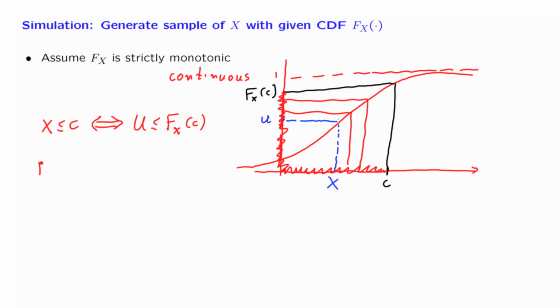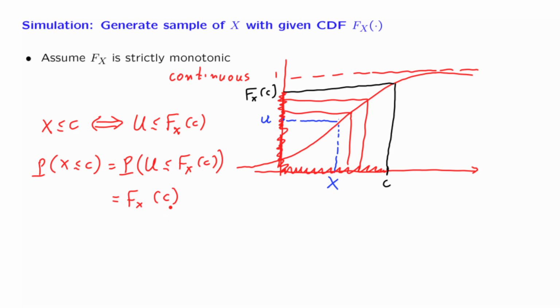The probability that X is less than or equal to c is the probability that U is less than or equal to F_X of c. But U is a uniform random variable. The probability of being less than something is just that something. So we have verified that with this way of constructing samples of X based on samples of U, the random variable that we get has the desired CDF.